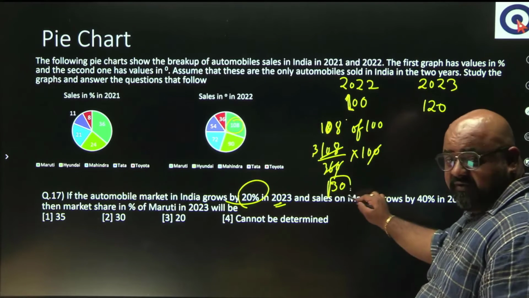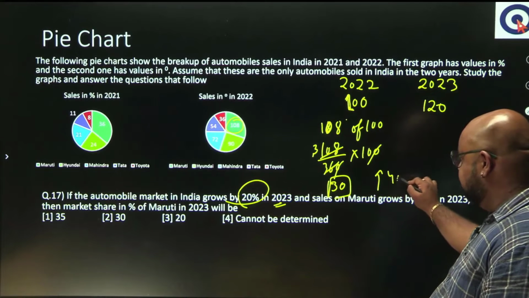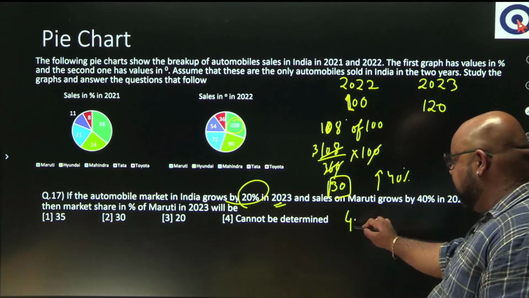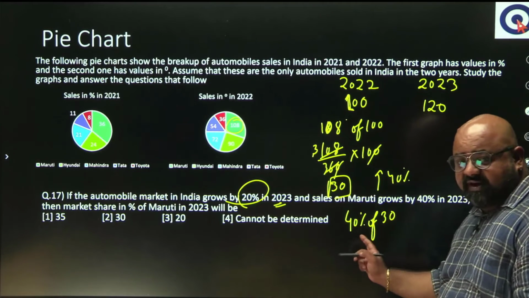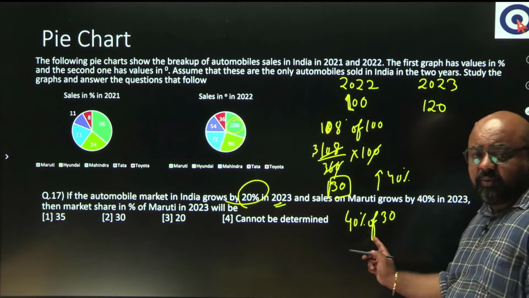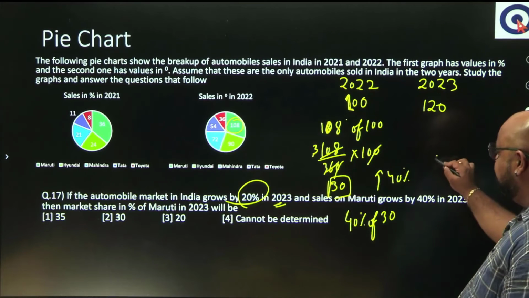So, this number for Maruti has to grow by 40%. I find out 40% of 30. 40 upon 100 into 30, zeros will get cancelled out. So, simply 4 into 3, 12. Increase 30 by 12, you get 42.